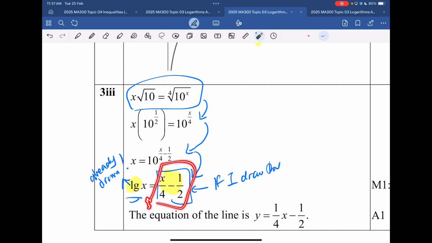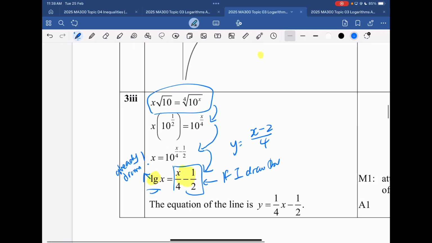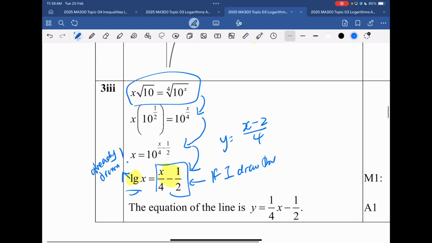This should be minus, not plus. Should be minus because plus over is not minus. x minus 4, x minus 2 over 4, is it? Yes, make it equal. Mitra said something correct. Make it equal to the equation that's already given. Clear so far?